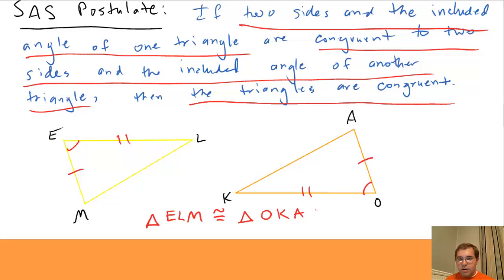We can say triangle ELM is congruent to triangle OKA. Now that's two ways that we can show that triangles are congruent without having to show all six pairs of things. If we have all three sides congruent, we've got it. If we have two sides and the angle included by those sides congruent, we've got congruent triangles.